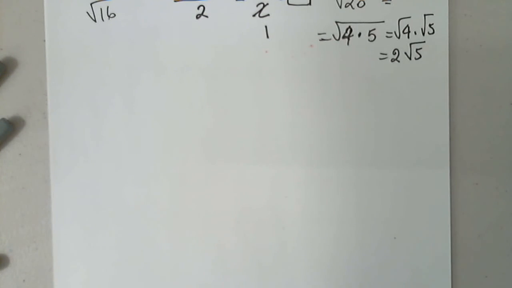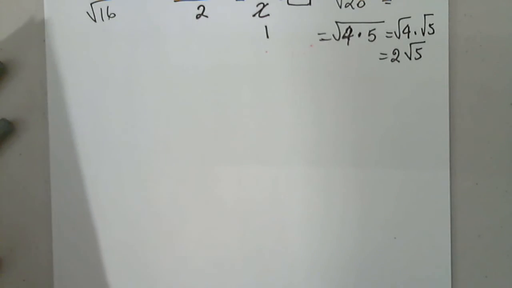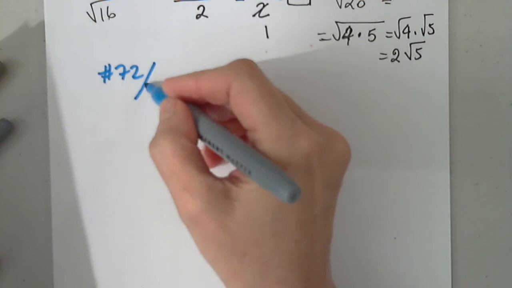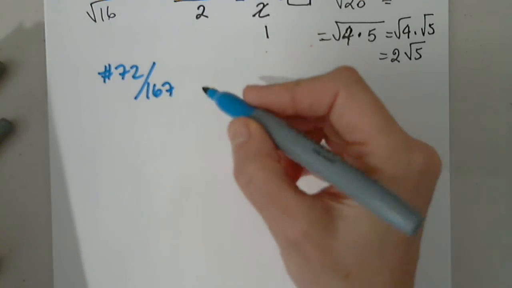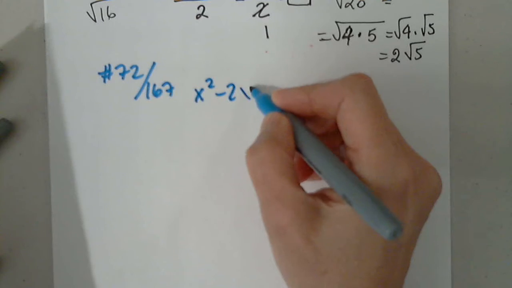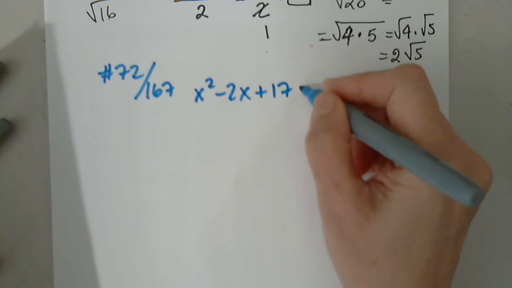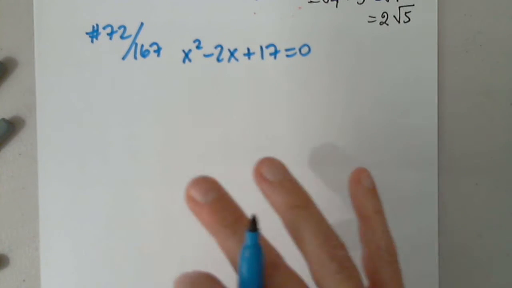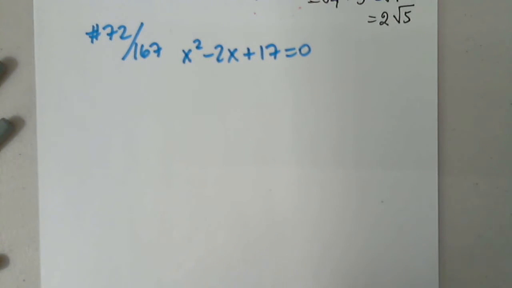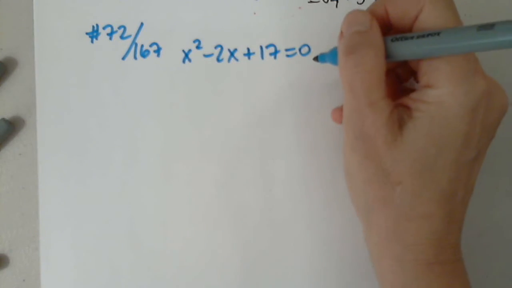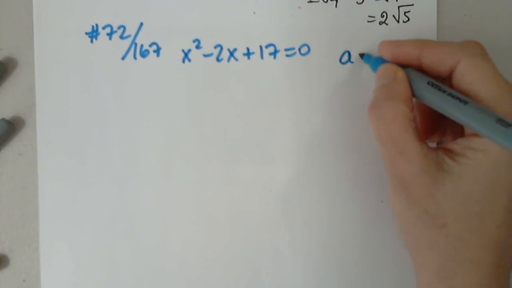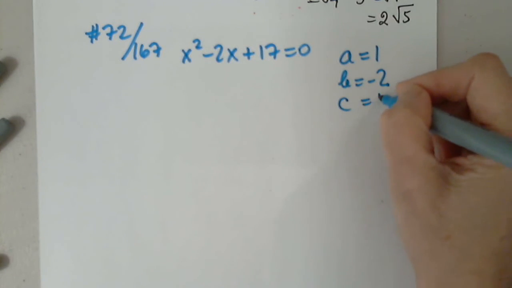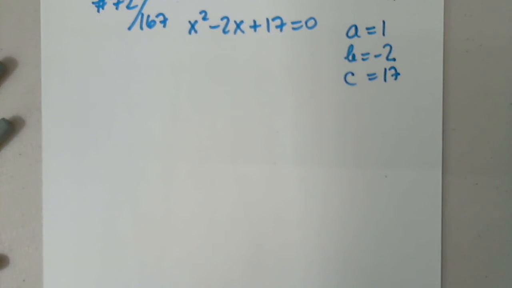So let's look at another quadratic formula. Let's say we have x squared minus 2x plus 17 equals 0. Already set up as we wanted it to be. It is in descending order. I have 0 on this side. Everything is fine. A is 1. B is -2. C equals 17. Are we okay with this so far?